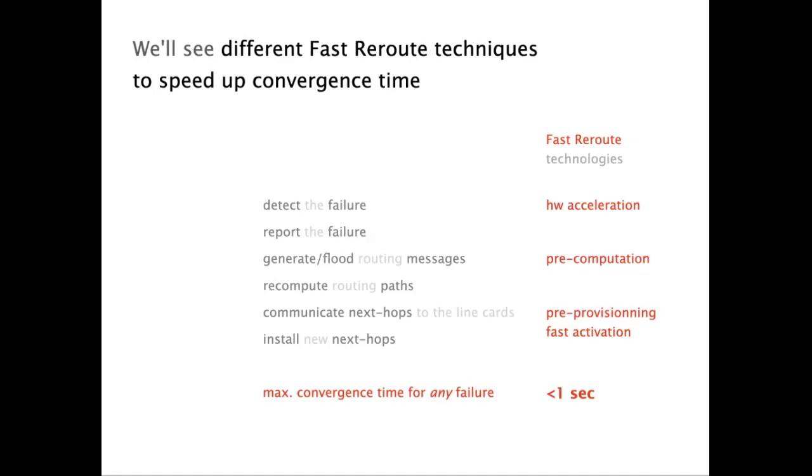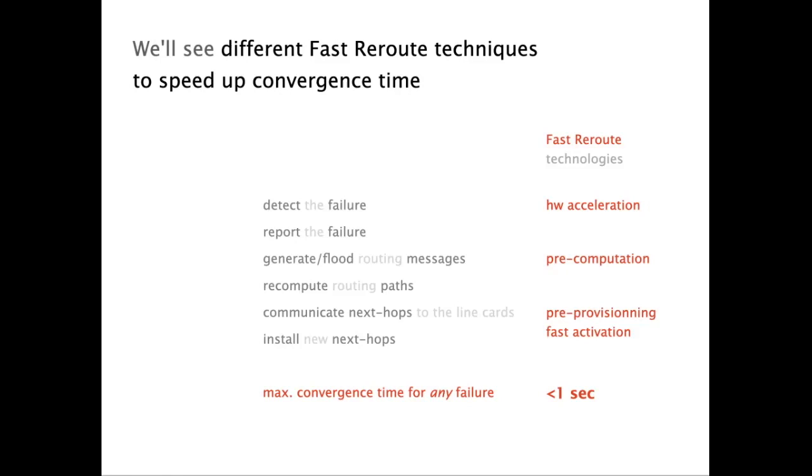Here we will see, for instance, how we can leverage the hardware to accelerate the detection of failures. We can see how we can pre-compute things. Clearly, we don't have the time to compute just when we learn that there is a failure. We need to pre-compute. We need to be ready so that when there is a failure, we can immediately activate the new paths that were computed before. Of course, computing any possible thing that can happen and maintaining state is costly.